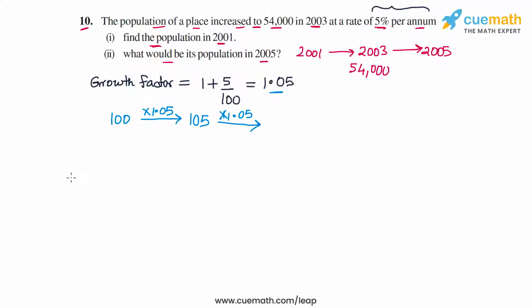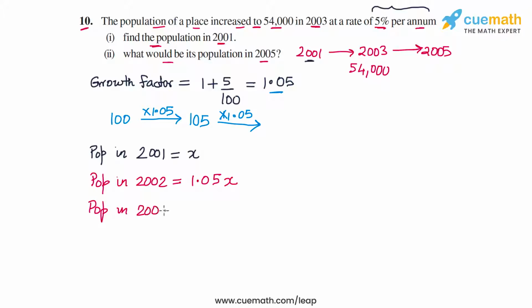So what we'll do is, first, to find the population in 2001, we will assume that the population in 2001 is X. Now this means that the population in 2002 will be X times the growth factor, or 1.05X, and the population in 2003 will be again 1.05 times this number, so 1.05 square times X.